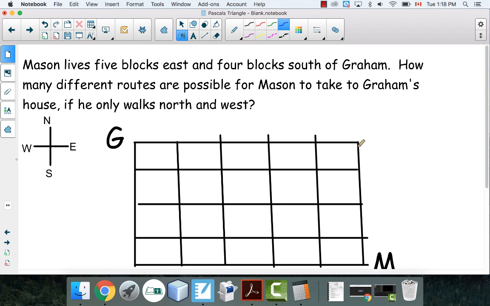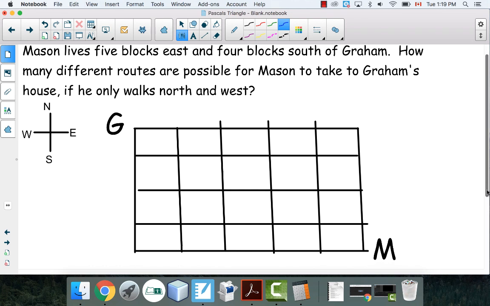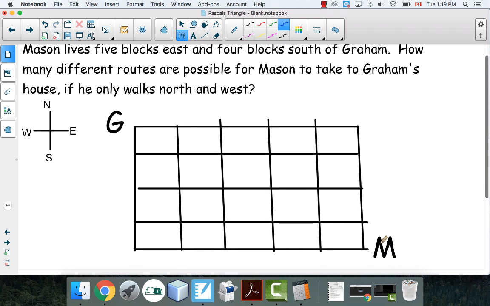1, 2, 3, 4, 5 blocks to the east and 4 blocks south. 1, 2, 3, 4. So you may have to draw this grid in if you don't have it. Now, how many ways can I get from this M right here up to this G? And I can only go in the upper left direction, north and west. So here's how I solve this question. I consider the intersections. I'm starting here. How many ways can I get to this intersection? Only one way. I can go straight up, and that's it right there.